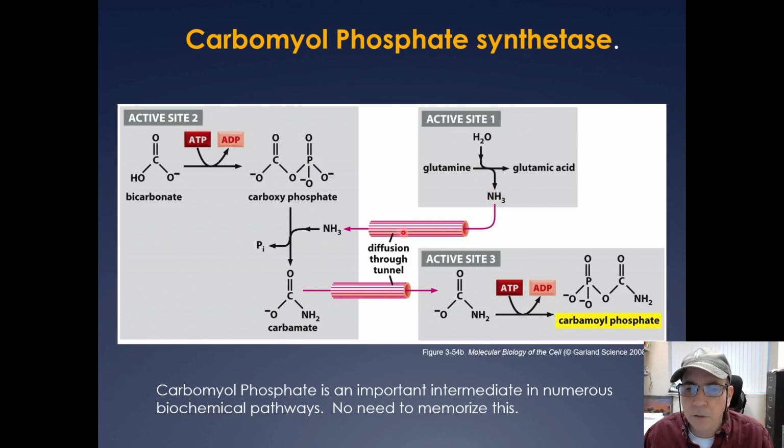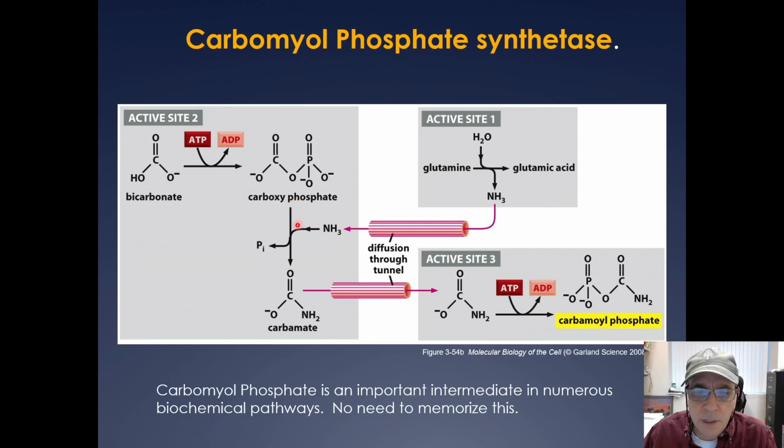The ammonia can diffuse through a channel, and then in the second active site you have bicarbonate, and a molecule of ATP is consumed and converted to ADP, and the phosphate is added to the bicarbonate to generate carboxyphosphate. And you can see here, just by all of the net negative charges, how reactive this could be to the cell and how toxic it could be.